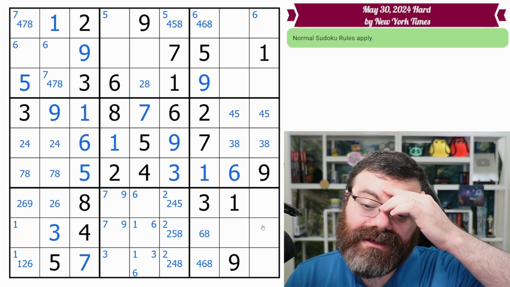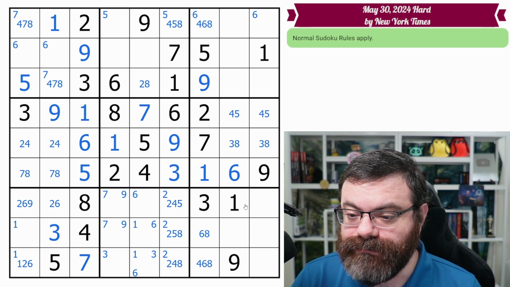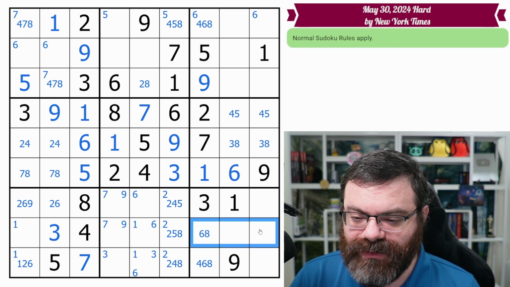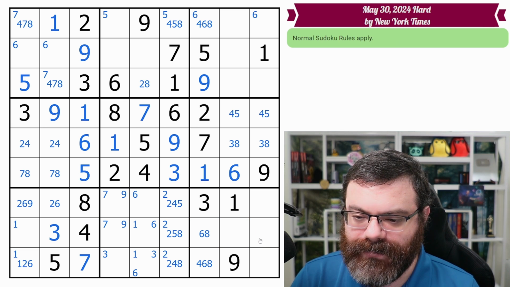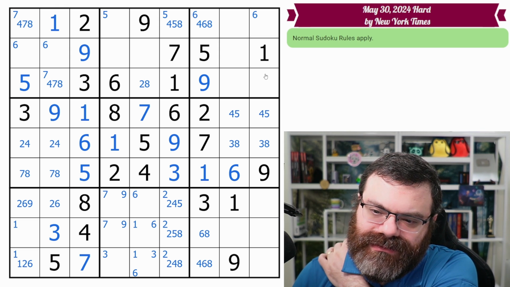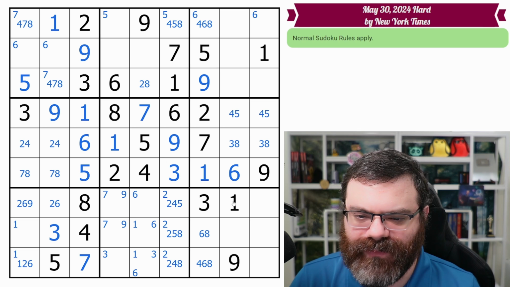Huh, this puzzle's got some subtlety to it that I haven't noticed yet. And I don't know that I'm going to notice it here, but we'll try. We've got the 4 looking in. Huh, yeah, I don't really see anything else of note.